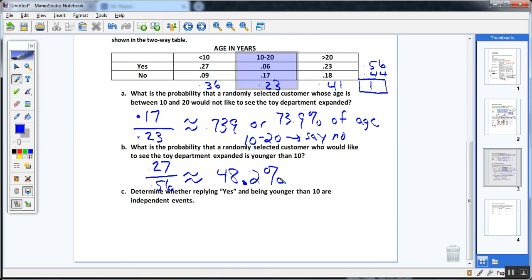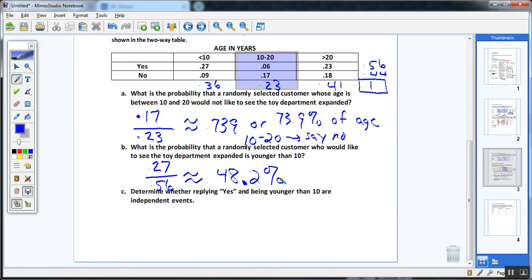It says determine whether replying yes and being younger than 10 are independent events. Okay? Take a look at this. Younger than 10, what's that total up to? 36% of the total population, right? So if stuff is dependent, that means the sample spaces would be different. If they're independent, the sample space size would be the same. So 36% of all these people surveyed are in the younger than 10.